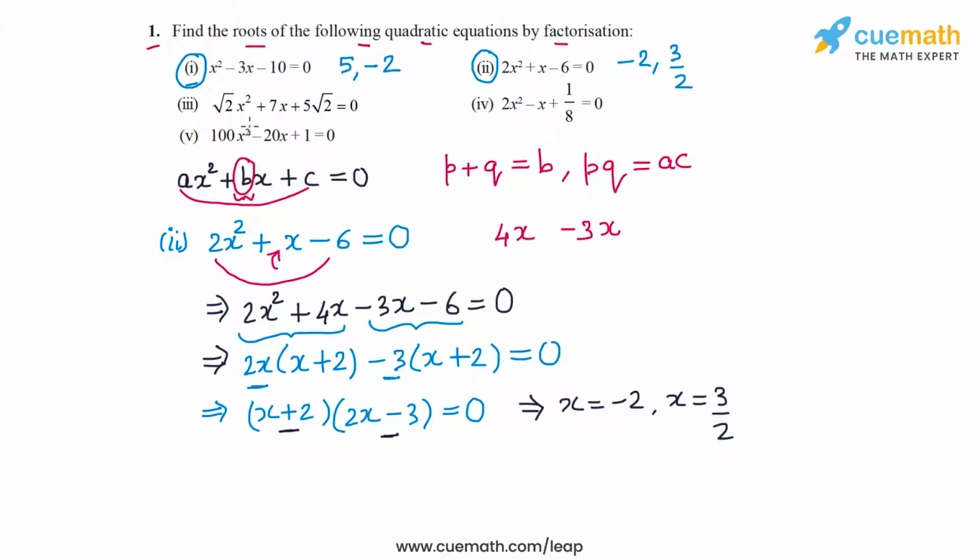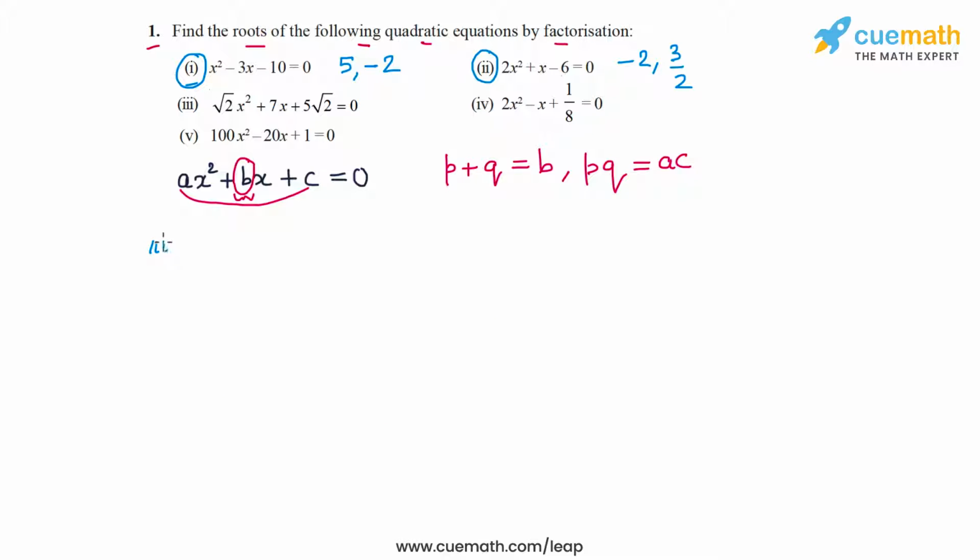Now let's go to the quadratic equation in part 3. The equation in part 3 is root 2 x square plus 7x plus 5 root 2 equal to 0. To split the middle term 7x, we have to find two numbers whose sum is equal to 7, the coefficient of x, and whose product is equal to root 2 times 5 root 2, that's 10.